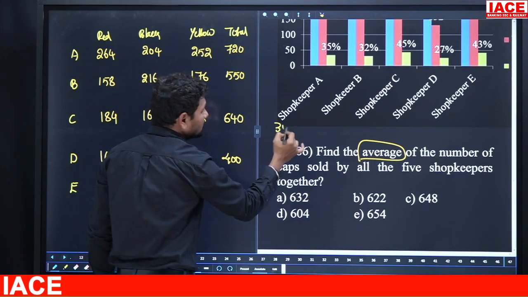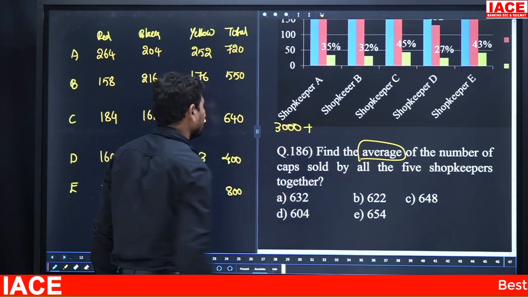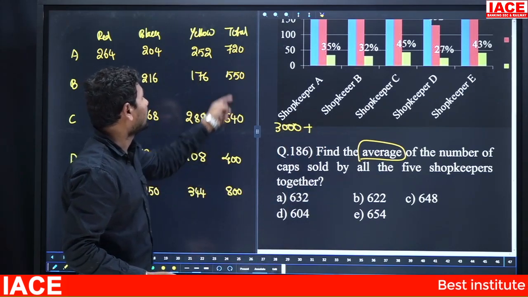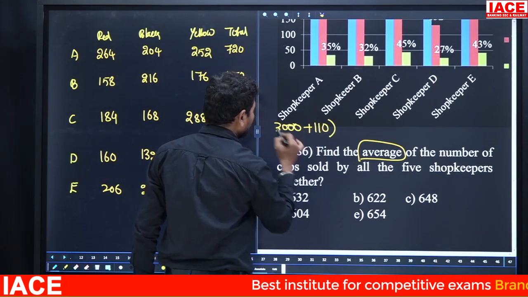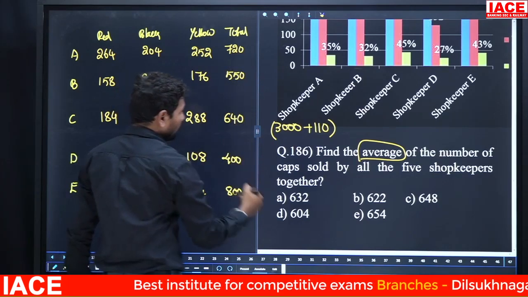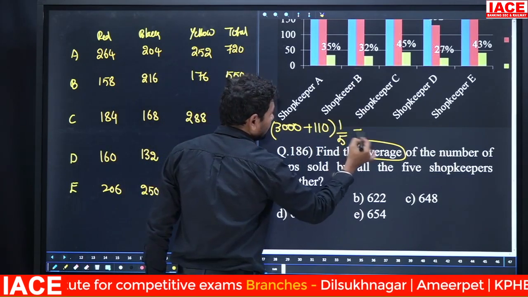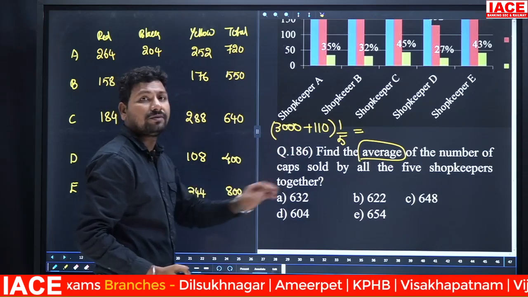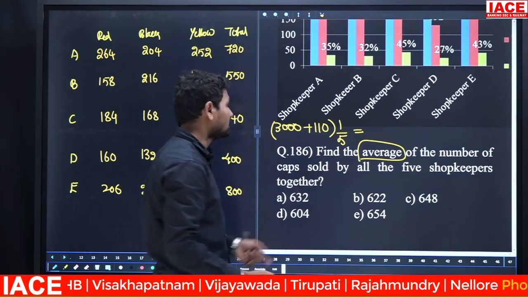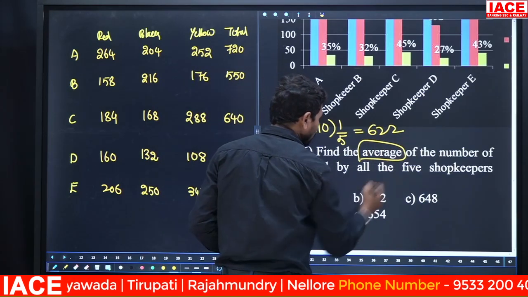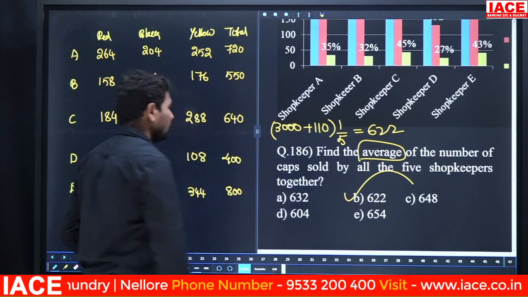It is becoming 3000. And extra numbers add it. 40 plus 50, 90, 90 plus 20 is 110. And 1, 2, 3, 4, 5, it is divisible by 5. Okay. Now 3000 divided by 5, 600. 110 by 5 is equal to what is the value? 22. That means the answer is 622. Option B.